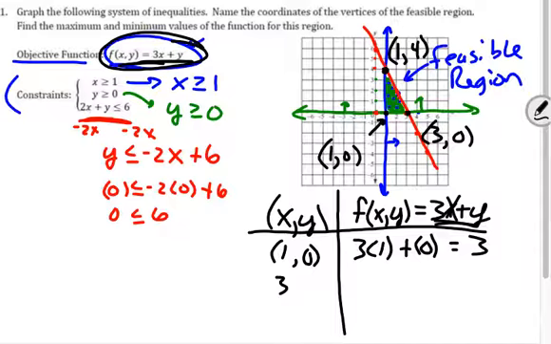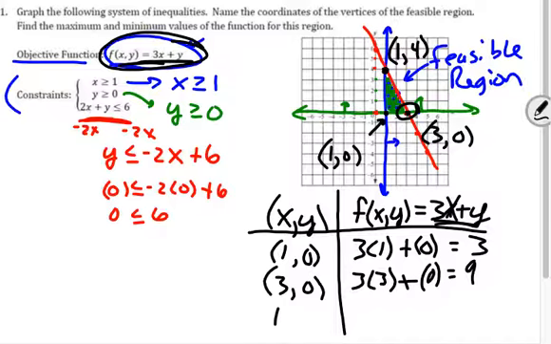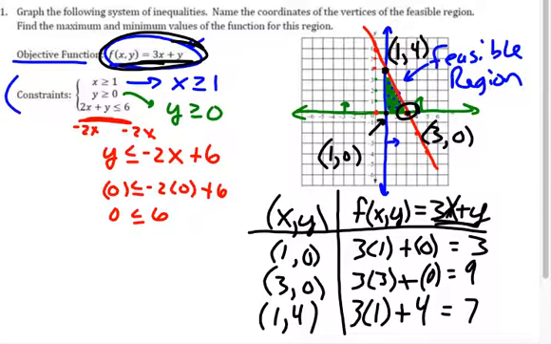Plugging in 3, 0, this point right here, it's going to be plugging 3 in for x, so it's going to be 3 times 3 plus 0 times y, or basically 0 for y. This is going to give us 9. Our last one, 1, 4. 3 times 1 plus 4. Well, that's going to give us a grand total of 7. So our maximum is right here. Maximum value we generated, 9. Our minimum value would be 3. That's what we're looking for here.